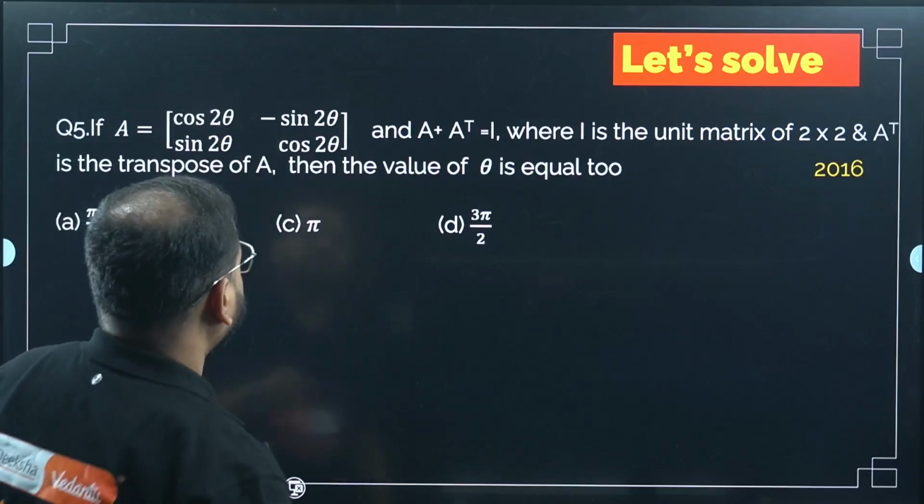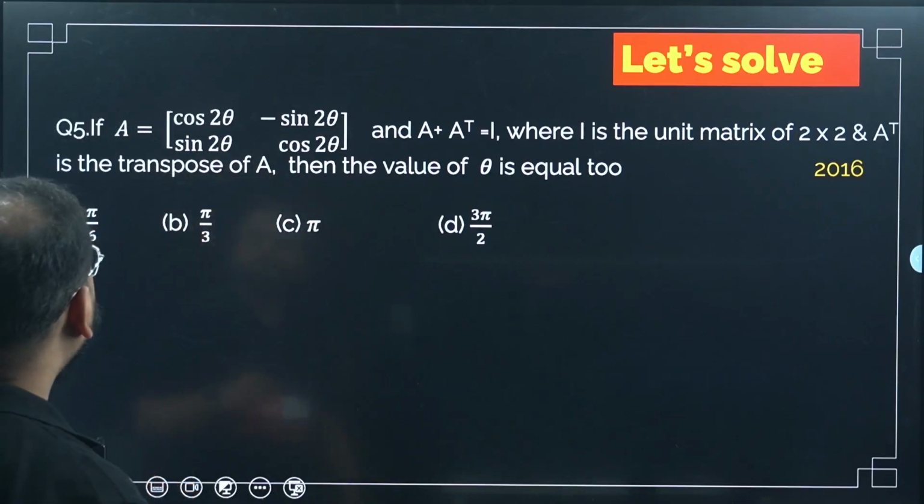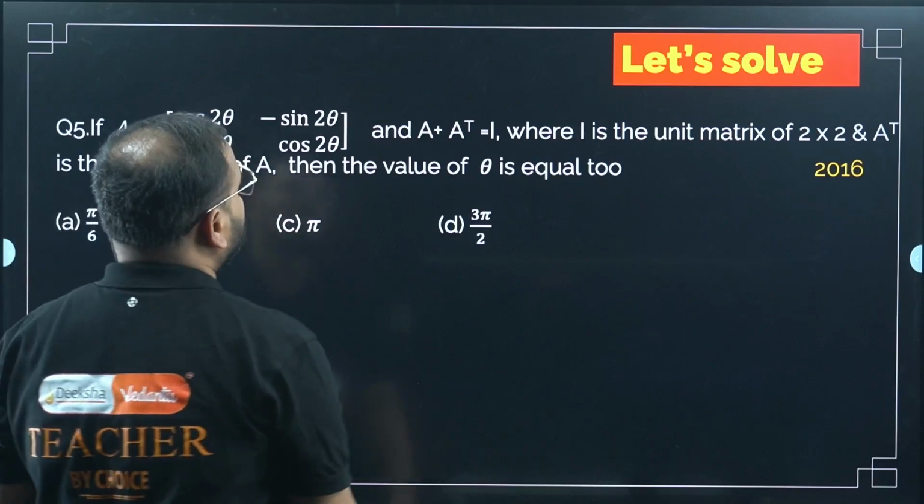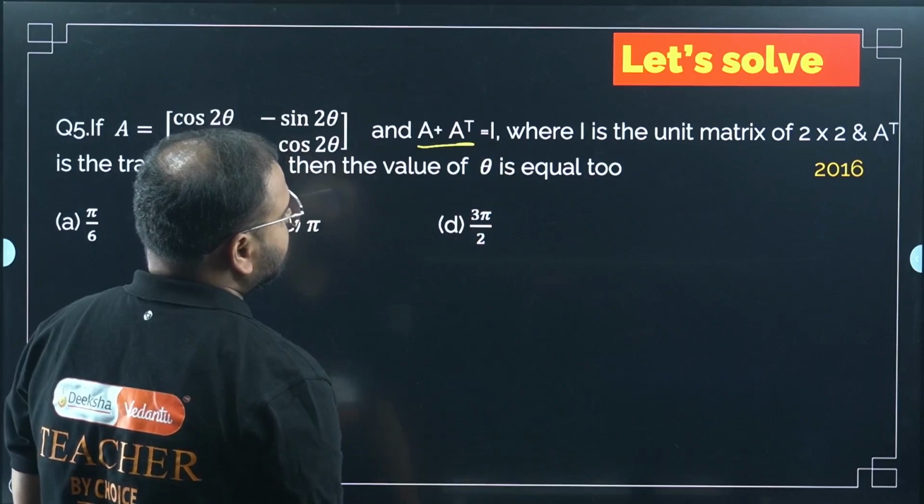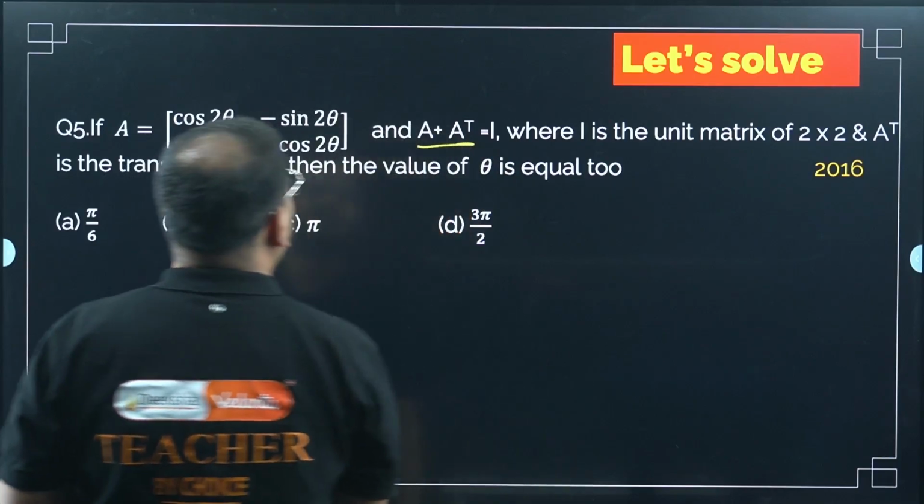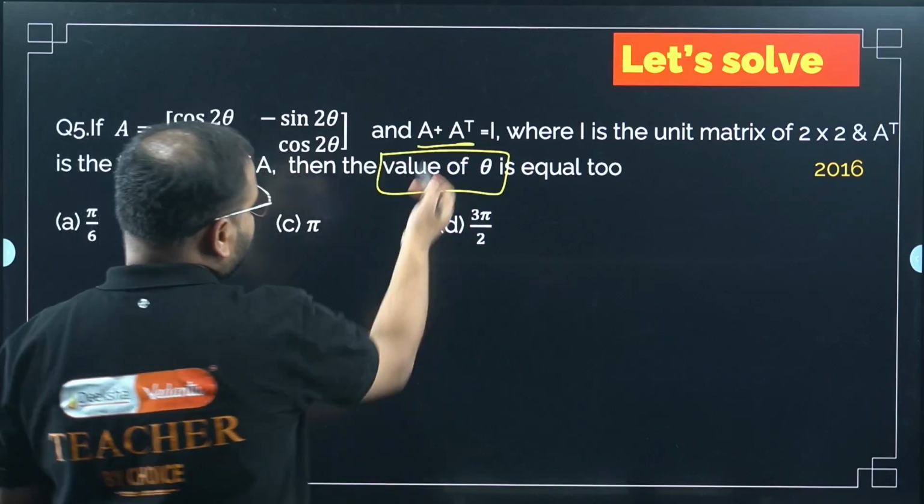Question number 5. What does it say? If A equals cos 2 theta, given in terms of sine and cos, and they're saying the transpose of A plus A is identity, then find the value of theta. So let's find the A transpose first.